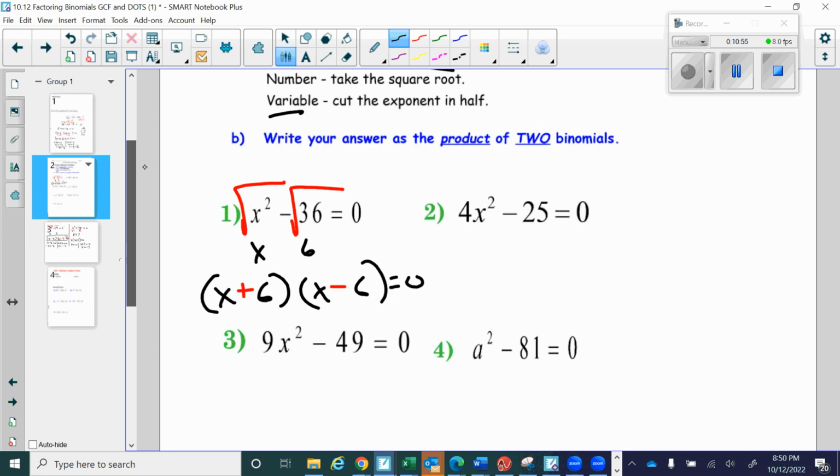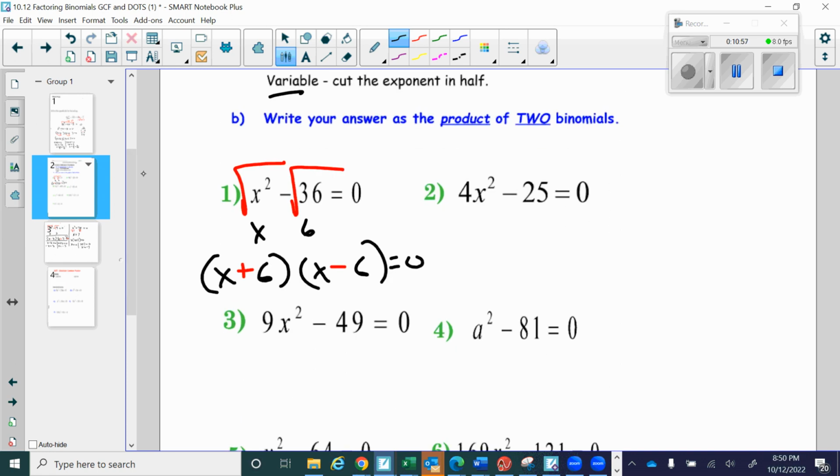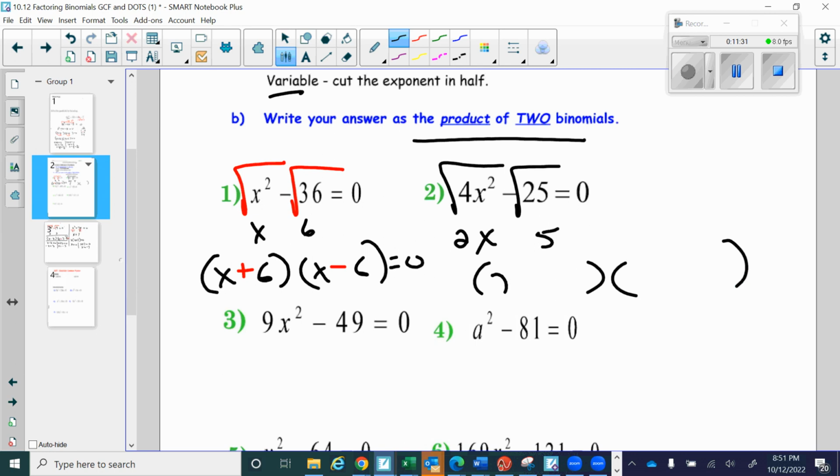All right, number 2. Let's look at number 2 again. I'm going to take the square root of the x term. Square root of 4x squared is just 2x. Square root of 25 is 5. So now my factors are going to be 2x and 5, 2x and 5. One gets a plus sign, one gets a minus sign, and that is equal to 0. Good. Okay. I believe you can do number 3 and number 8.